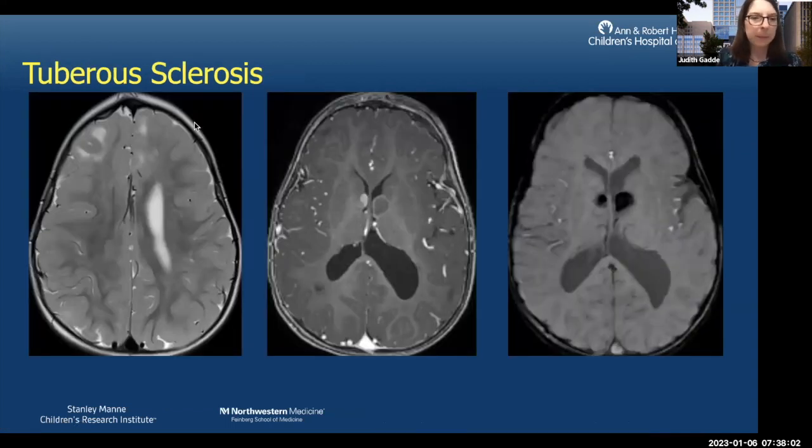So here's an example, and on the axial T2 on the left, we can see some expansion of the bilateral subcortical white matter, some overlying thickening of the cortex, T2 hyperintensity here. So these are what we often refer to as the cortical or subcortical tubers. But actually, if they resect these under pathology, they look no different than focal cortical dysplasia.